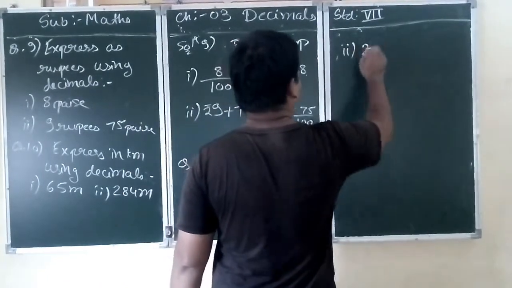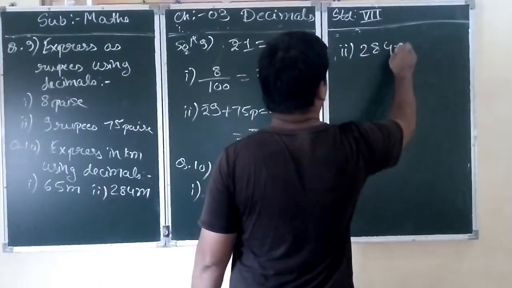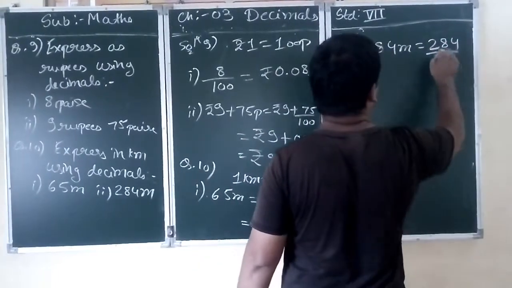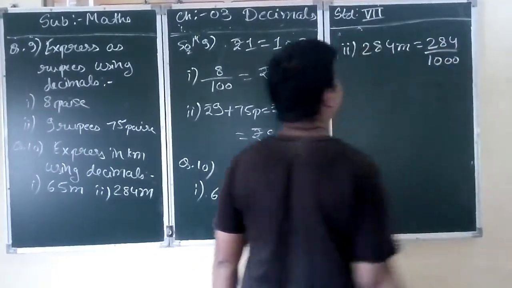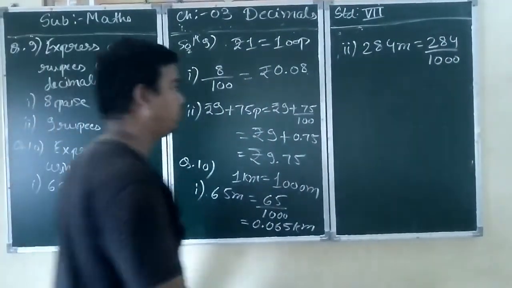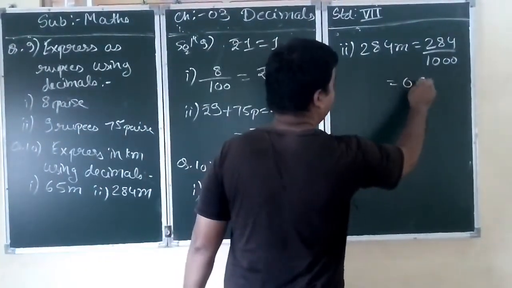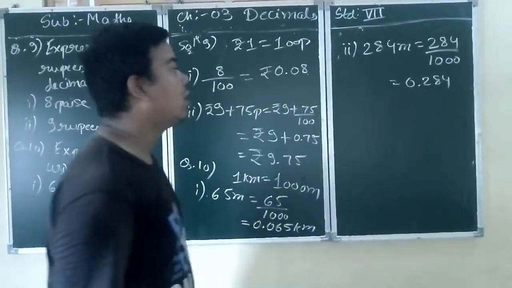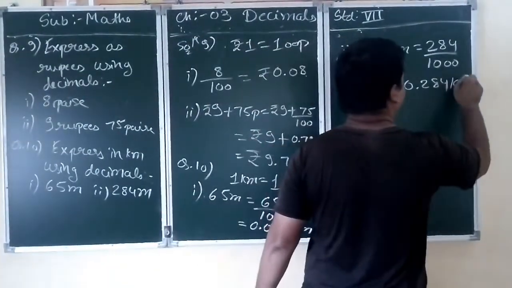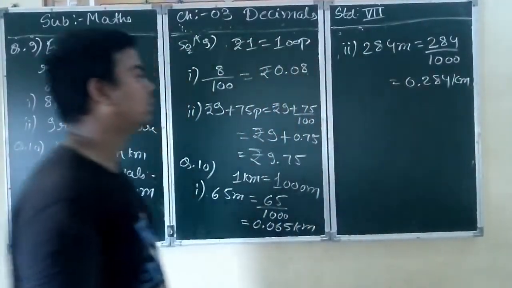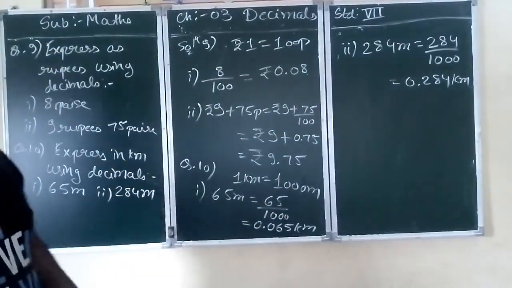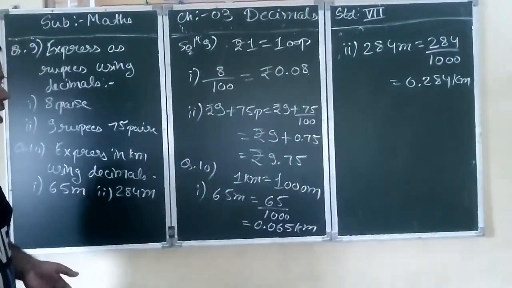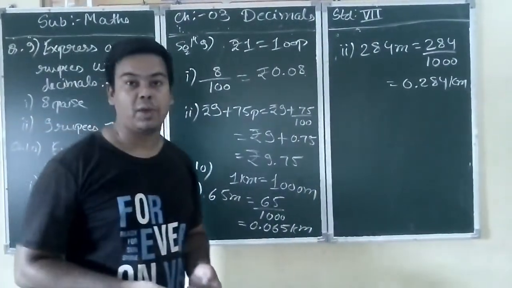Second question, 284 meters. So 284 divided by 1000 is 0.284 kilometer. There are already 3 digits. So the first exercise is over, and the rest of the questions are homework. You try yourself and send it to me for correction.